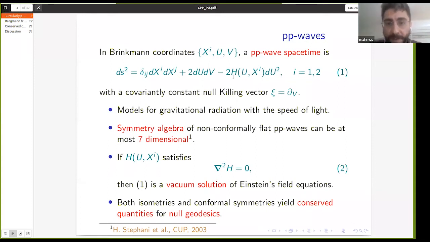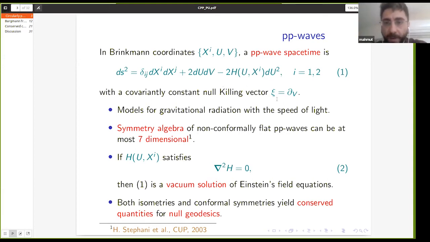And if this PP wave is conformally flat, then we know that it is trivial. We know its algebra, it is so(4,2). So it is a 15-dimensional symmetry algebra if it is conformally flat, but this is trivial. If it is non-conformally flat, the symmetry algebra of this PP wave can be at most 7-dimensional. By symmetry algebra, I mean the Killing vectors, for instance, the isometries of this wave, or homothetic vectors, or conformal Killing vectors. So the total number of them can be at most 7.